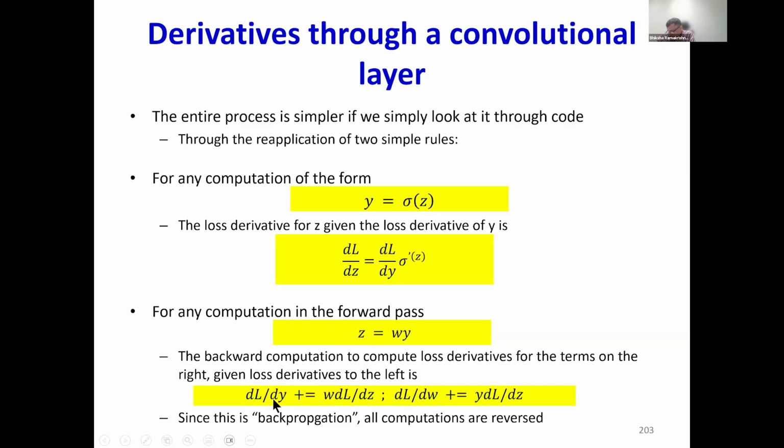Because y may be contributing through other means to L also. So also dL/dw plus-equals y times dL/dz. So this is just a very simple rule for computing derivatives.